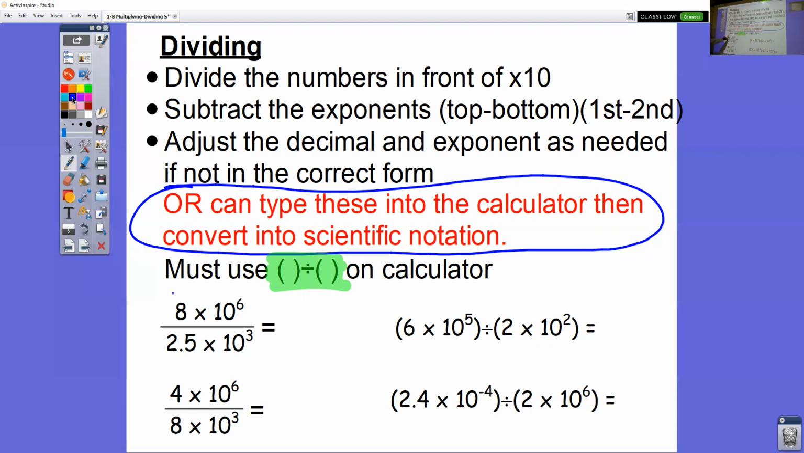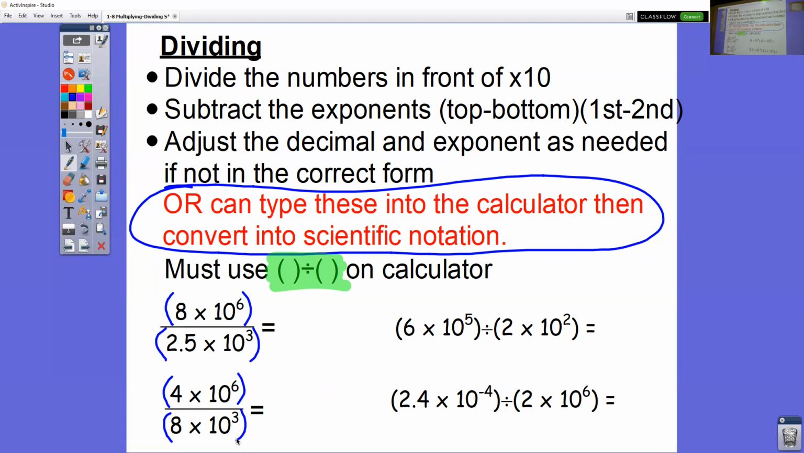The way that they're trying to trick you is you don't see parentheses there, but they're really there. You have to type those into the calculator. So I would put, for dividing, I would draw in the parentheses right away. So you're going to type this into the calculator.